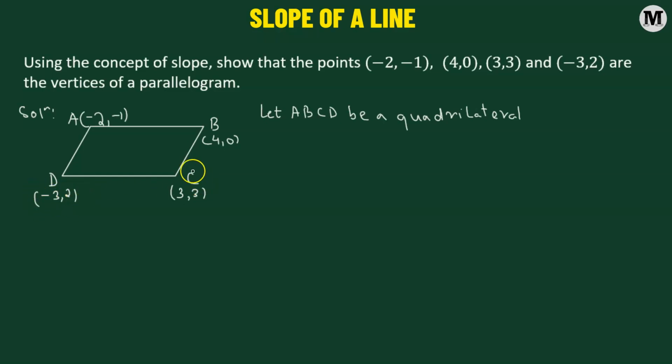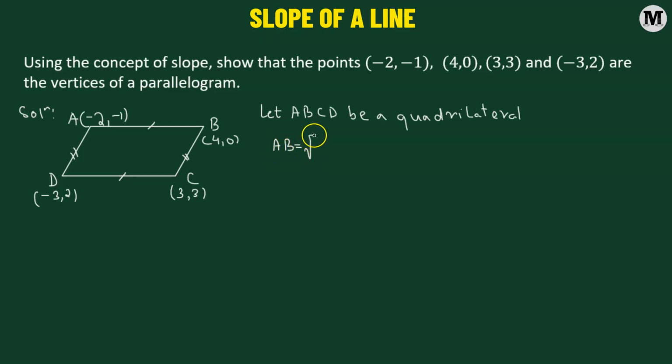Fine. So here, we'll show that in order for a quadrilateral ABCD to be a parallelogram, the opposite sides must be equal and parallel to each other. Similarly, BC must be parallel to AD and equal in length. Let us begin by first computing the length of side AB.